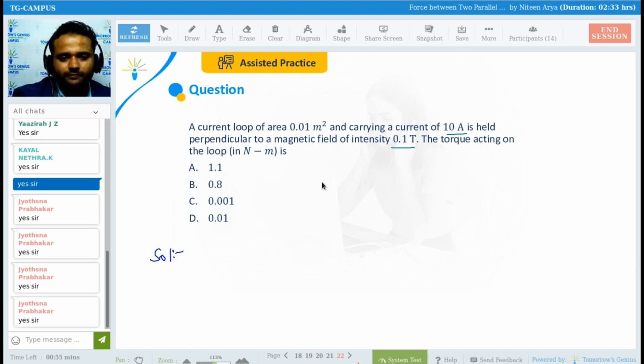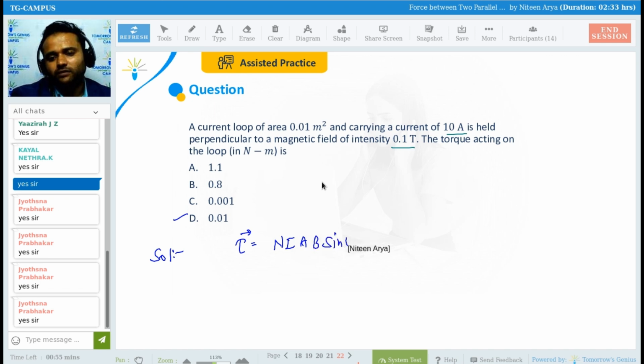So D. Everyone got D? Yes, D is correct. Torque tau equals to what? NIAB sine theta. Here N equals 1, they don't talk about the number. I is given, A is given, B is given, and theta is 90 degrees. So you just do IAB.